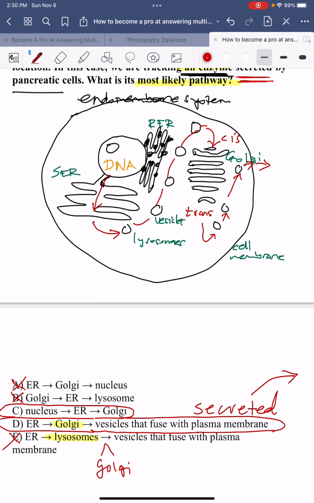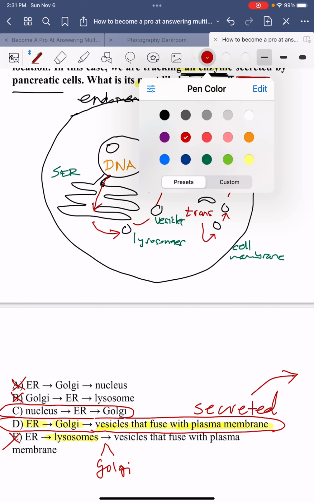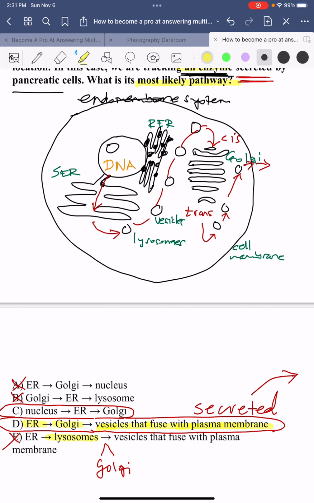And from answer options C and D, now we can see that D clearly was the one that best described for us that there is a secretion, right? The vesicles that fuse with the plasma membrane, and the Golgi was involved, and the endoplasmic reticulum was involved. So our answer option for this question is answer option D. Let me highlight that in a different color so that it stands out.